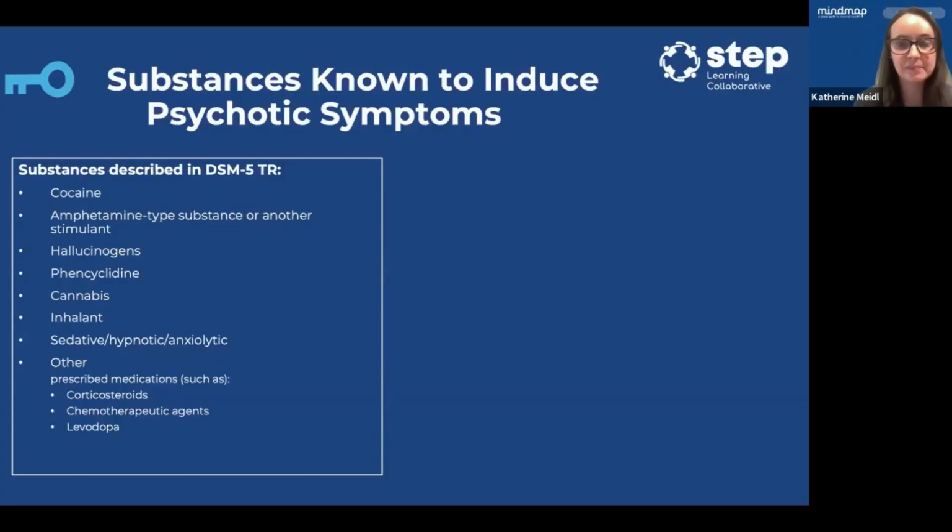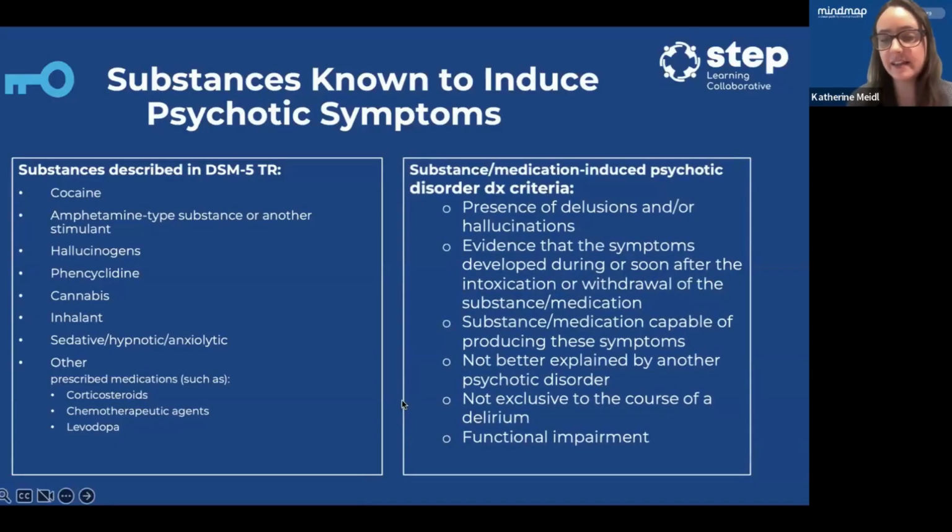and whether any of the medications that they're already prescribed can be influencing this condition. And then if there was a substance that did show up on that urine screen, thinking about what it really means to have a substance or medication-induced psychotic disorder, I think is important, because it's something that's usually asked about, and we have to think about carefully.